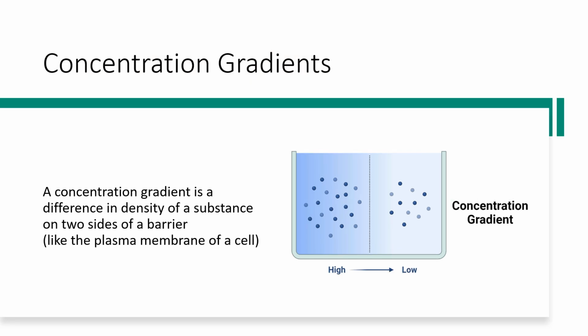A concentration gradient exists when the concentration or density of a substance is different on one side of a barrier compared to the other. So if we imagine the barrier is the plasma membrane of a cell, and there is a high concentration of salt inside the cell, but a low concentration of salt outside the cell, we have a concentration gradient of salt.